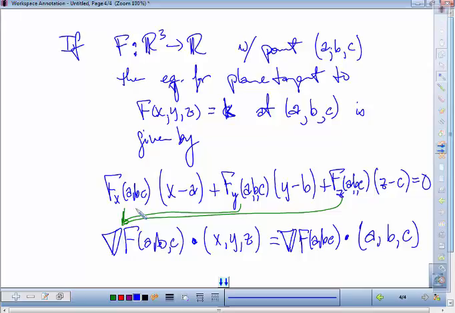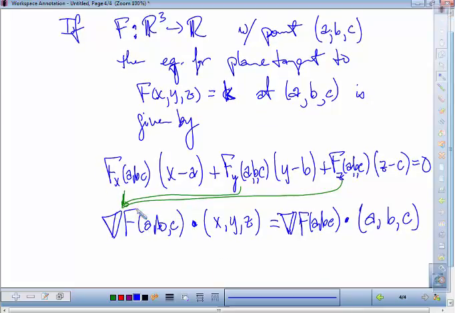Oh, wait, there's more. Any questions so far? I mean, there's probably a lot of questions, but anything you can formulate in your head right now and ask? Yeah. So those are just the fx, fy, and fz evaluated at those points, what we've been doing for a while now. We just take the derivatives and then plug in the points.